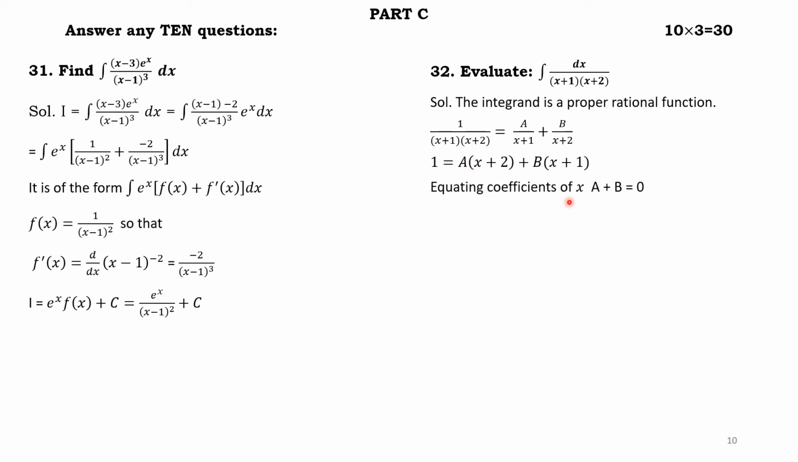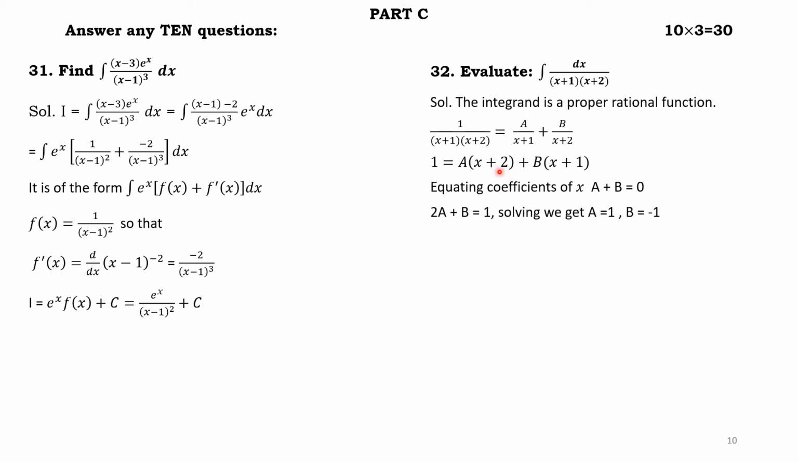Therefore, if you compare the coefficient of x, the coefficient of x is a plus b is equal to 0. Here on the left side there is no x term. Therefore, the coefficient of x is 0 on the left hand side, and on the right hand side we have a plus b. So that is why we have rearranged it, a plus b equals 0.